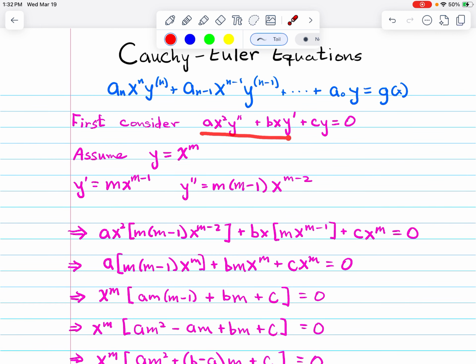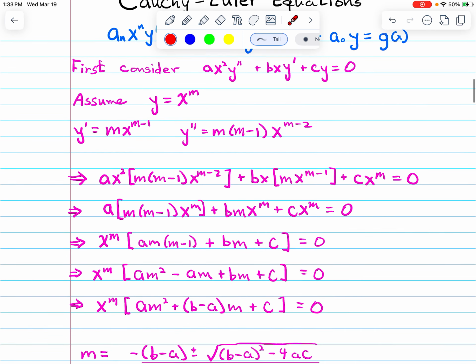So let's suppose we have a second order differential equation, and this is a Cauchy Euler. What we do is we assume that one of the solutions is x to the m. Like before, when we looked at a homogeneous differential equation with constant coefficients, we said let's assume the solution is e to the m, but now it's x to the m. And just like before, we differentiate it. So if I've got y equals x to the m, there's the first derivative, there's the second derivative.